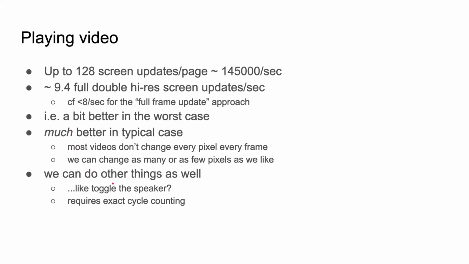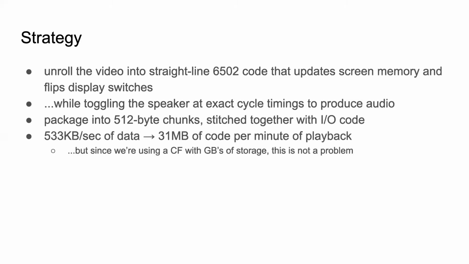And we're also free to do other things while we're processing, like maybe toggle the speaker. Producing speaker audio requires exact cycle counting. So this could get tricky, but in principle it can work. Our strategy for rendering videos is essentially to unroll the video into straight line 6502 code, so no jumps, no conditionals, just sequential loads and stores, such that when this program is executed, it will update the screen memory and manage display switches and cause the video to be rendered. At the same time, if we also want audio, then we need to be toggling the speaker at exact cycle timings while we're doing this.